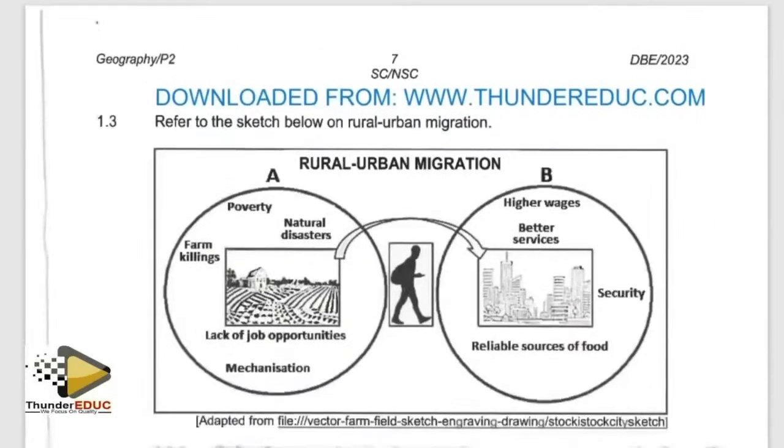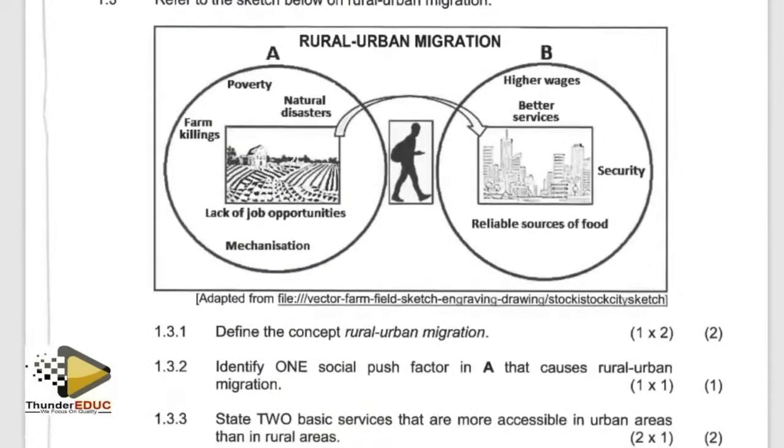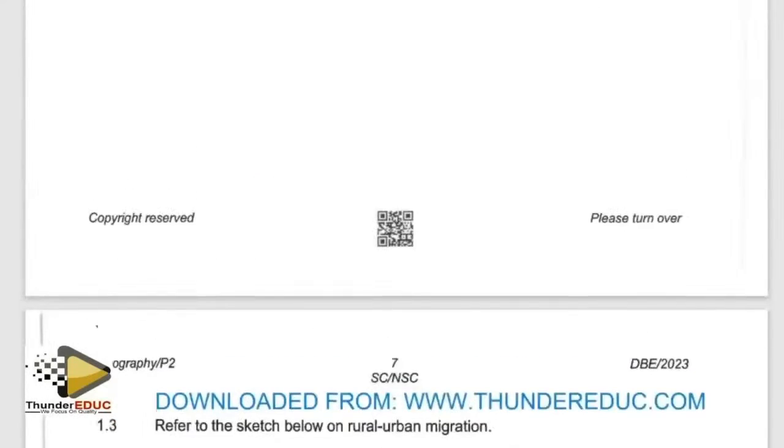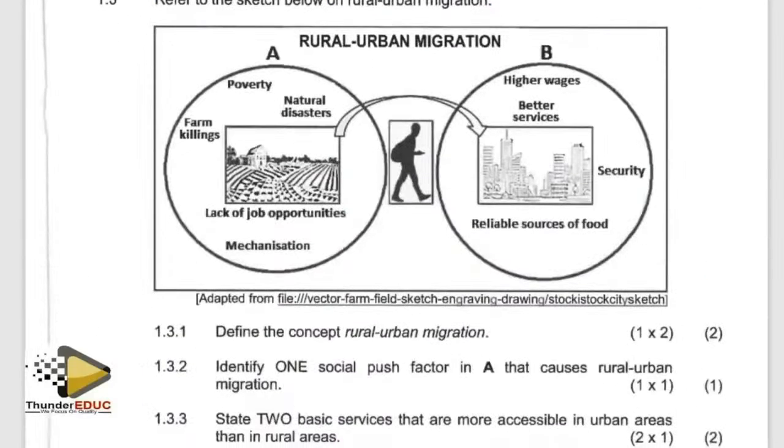The next one, we go to this diagram. Let's interpret it first. Okay. It's talking about rural-urban migration, which is the movement from rural areas to urban. The arrow is indicating it. Here, it shows that they are farm areas. Here, it showed the word CBD.